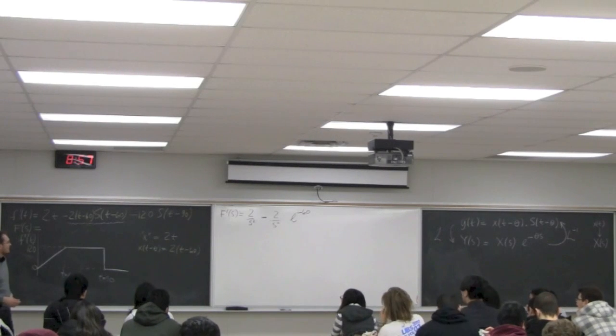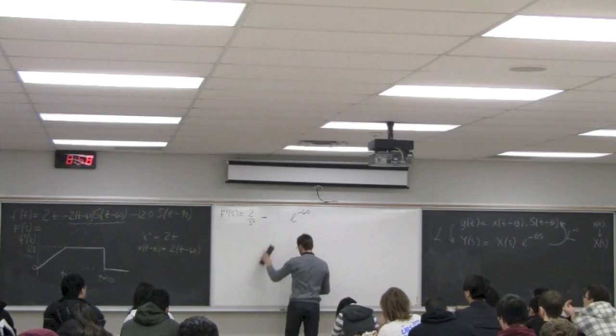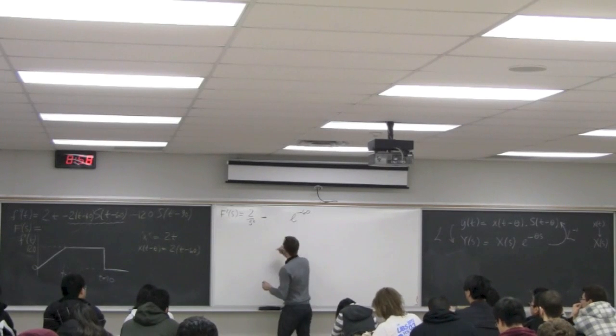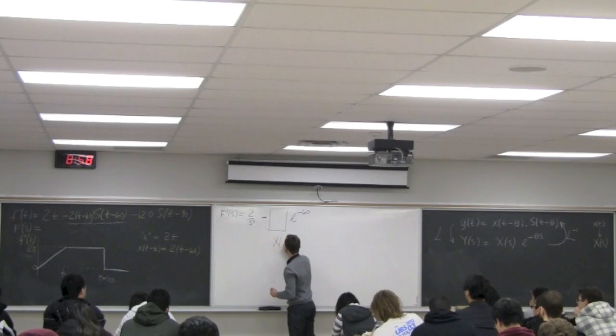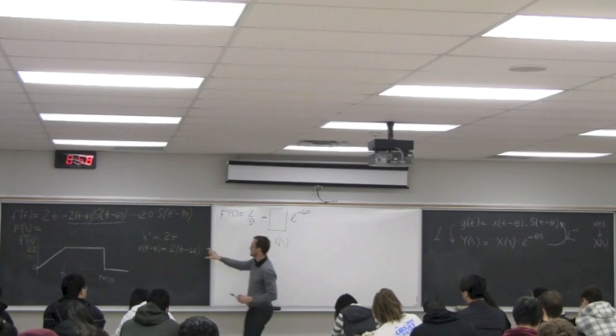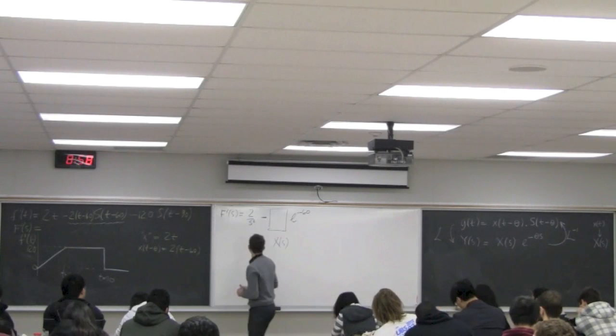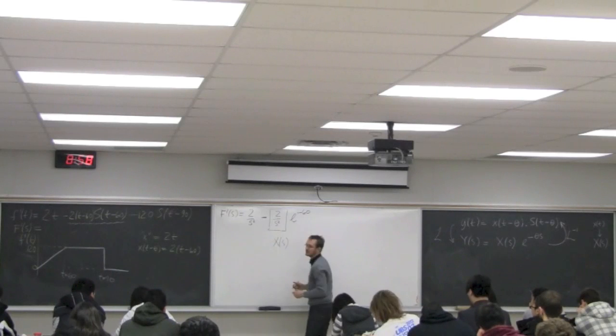So what I need to write over here in this area is the Laplace transform of my function x. So what I need over here is my X of s. My x is 2t. Okay, so what goes over here is 2 over s squared.